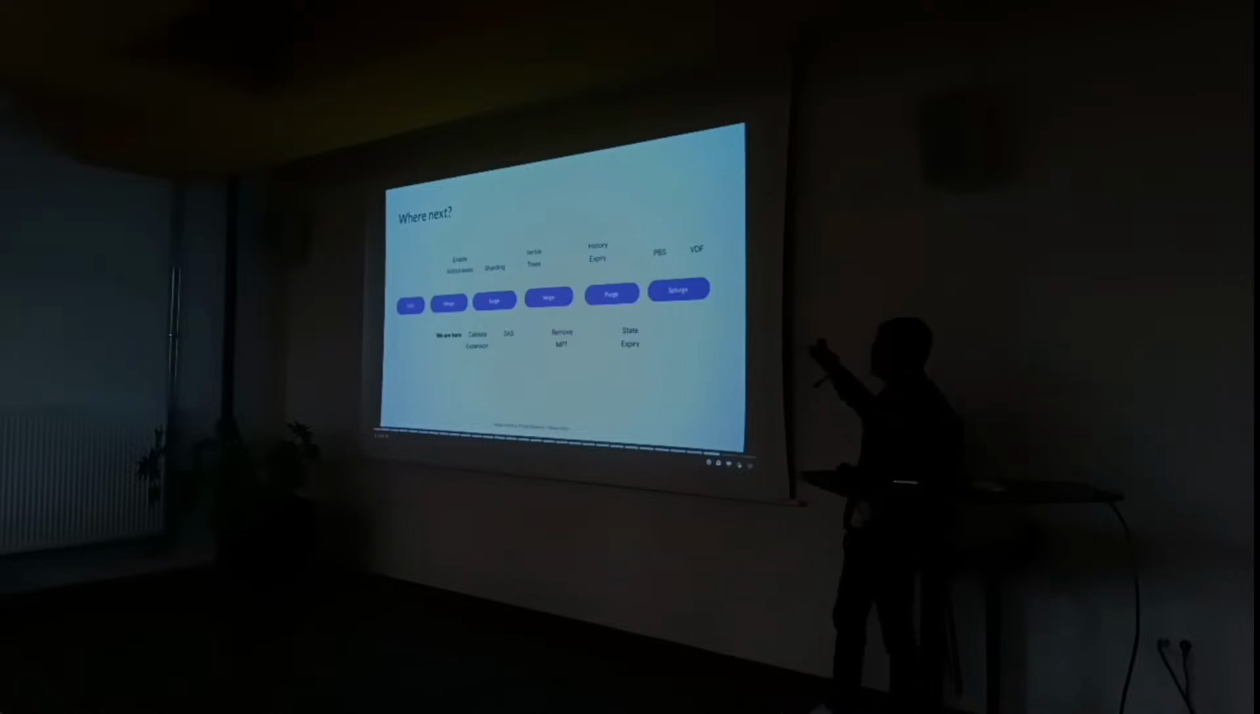And then finally, we have proposer-builder separation and verifiable delay function. These are probably very far off. We are probably the closest to the Surge right now. But again, these are probably questions for another day.